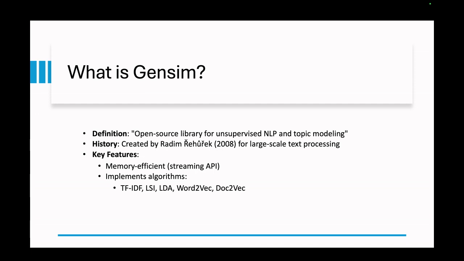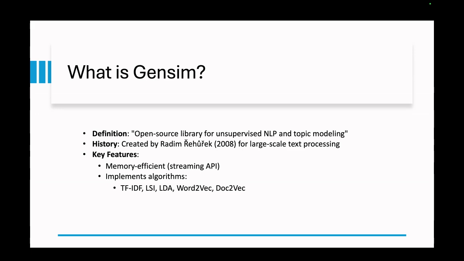What is Gensim? Gensim is an open source Python library for unsupervised NLP and topic modeling, created in 2008 by Radim Řehůřek. Unlike other information retrieval tools, Gensim is designed for efficiency and scalability. It can process Wikipedia-sized datasets on a single machine without crashing your RAM. Key features: memory efficiency. It uses streaming data processing, with no need to load everything into RAM.